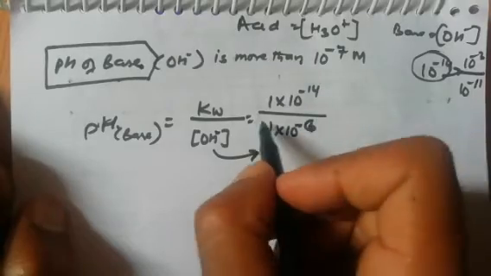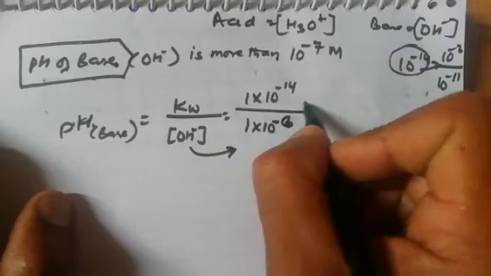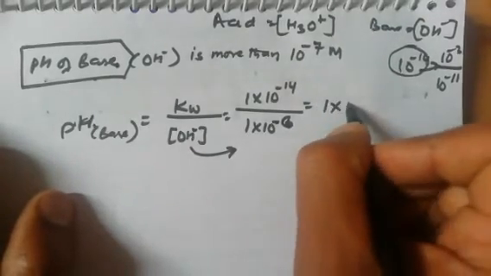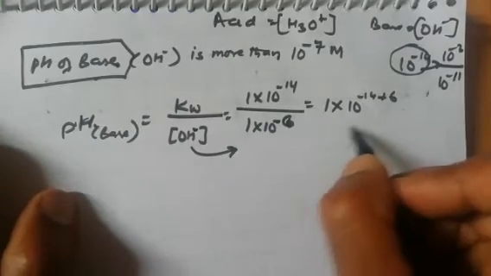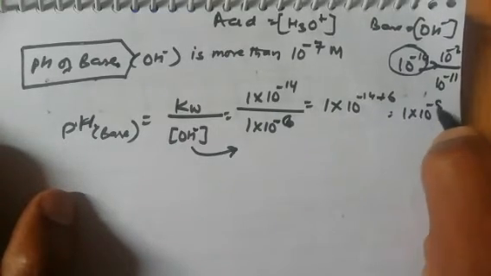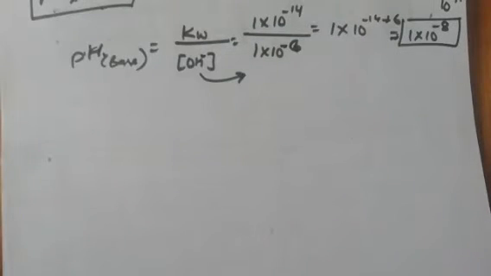If the value of an acid is given, we will do it this way. You see, 1 is remaining, 1 into 10 raised to minus 14 plus 6. The value will come 1 into 10 raised to minus 8. This will be the value of OH of the base. Like this, we will calculate.